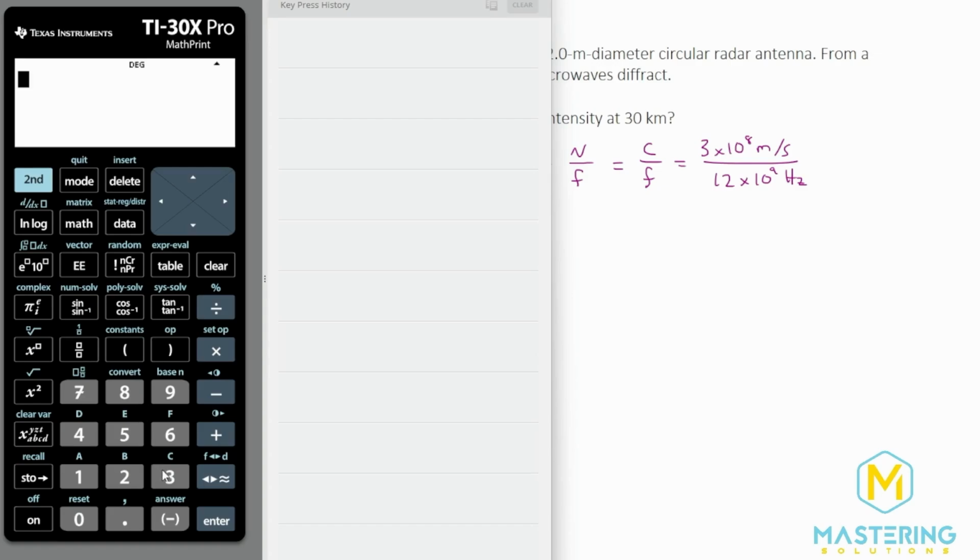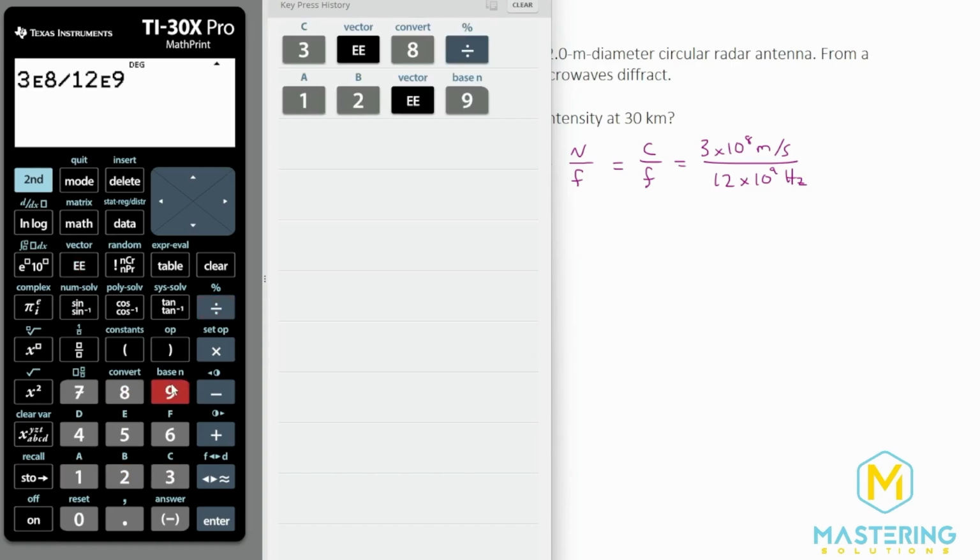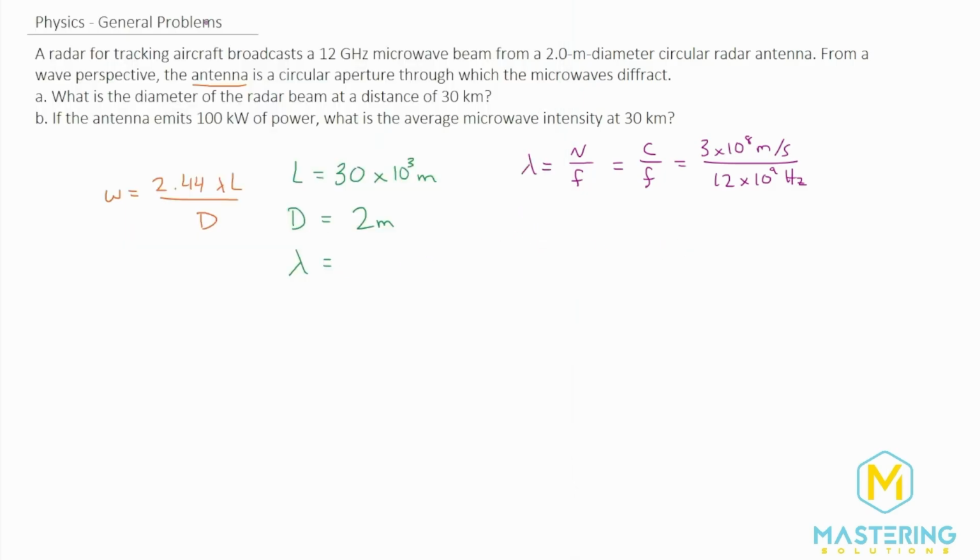So the wavelength will be 3 times 10 to the 8th divided by 12 times 10 to the 9, and that gives us 0.025. So lambda is going to be 0.025 meters. Now we have everything that we need to plug in to solve for the diameter of the central maximum at 30 kilometers.